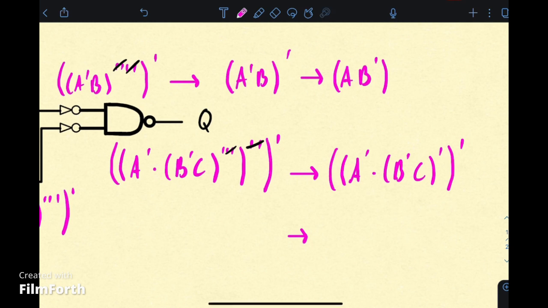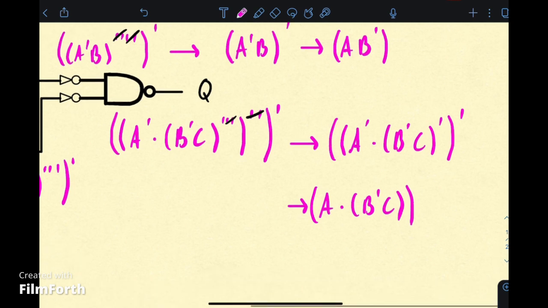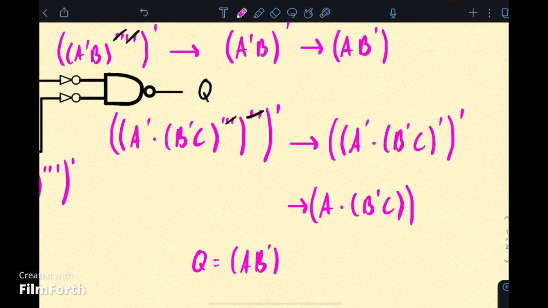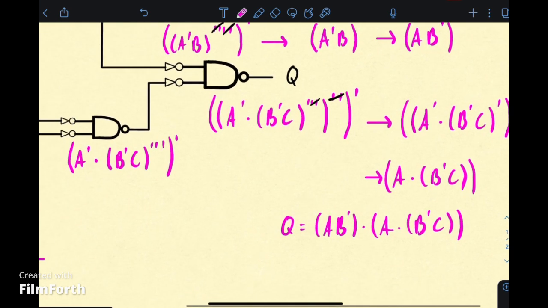And from here, I can simplify. So this complement distributes, giving me standard A, and it cancels out here, A multiplied with complement of B and C. And let me just add some parentheses. Here we are. So Q equals A and complement B, and ed with A multiplied with complement of B and C. There we are. If I got that correct, and that is my final term.